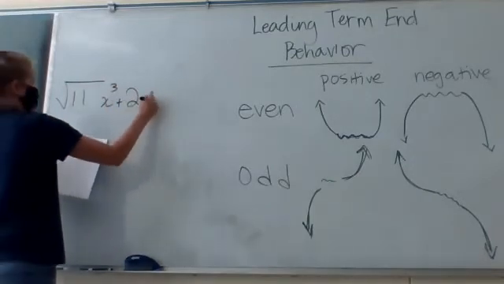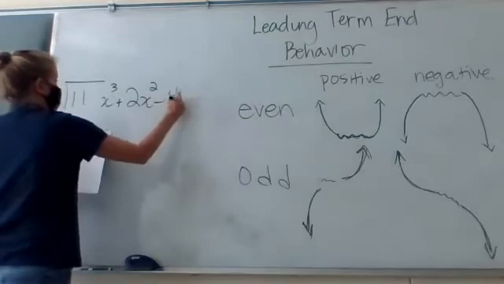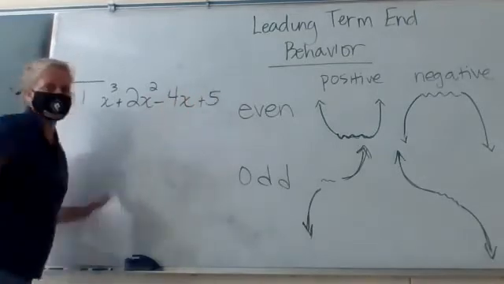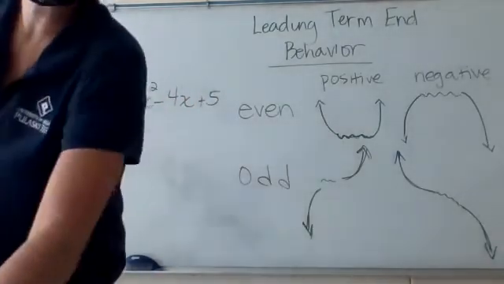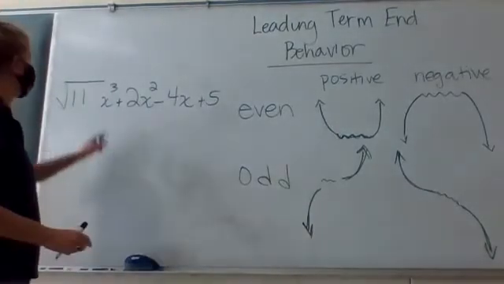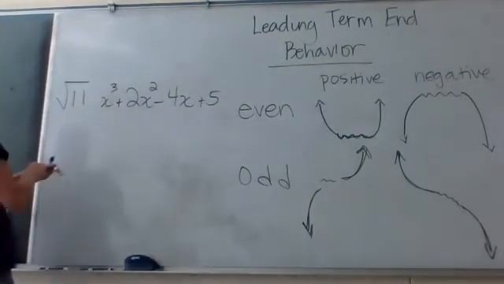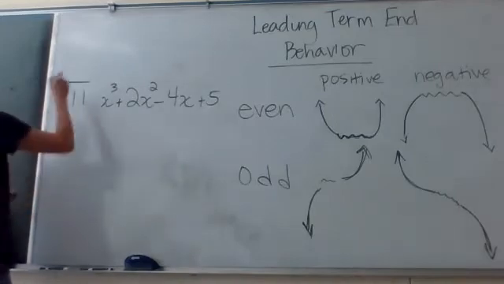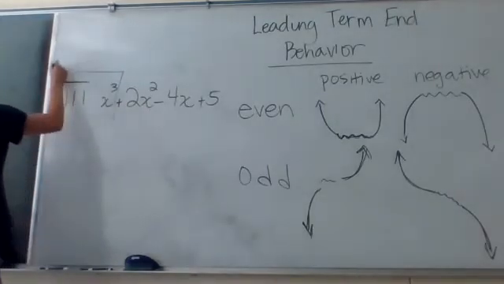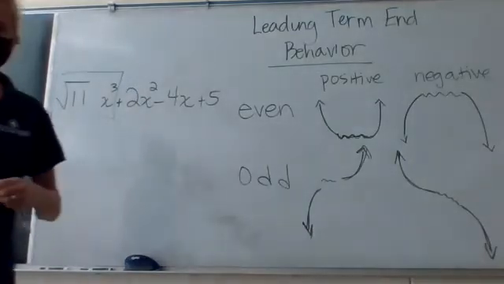Plus 2x squared minus 4x plus 5. So the first thing you're going to do is find your leading term, the term that has the biggest exponent. My biggest exponent is this 3, which means this is my leading term.